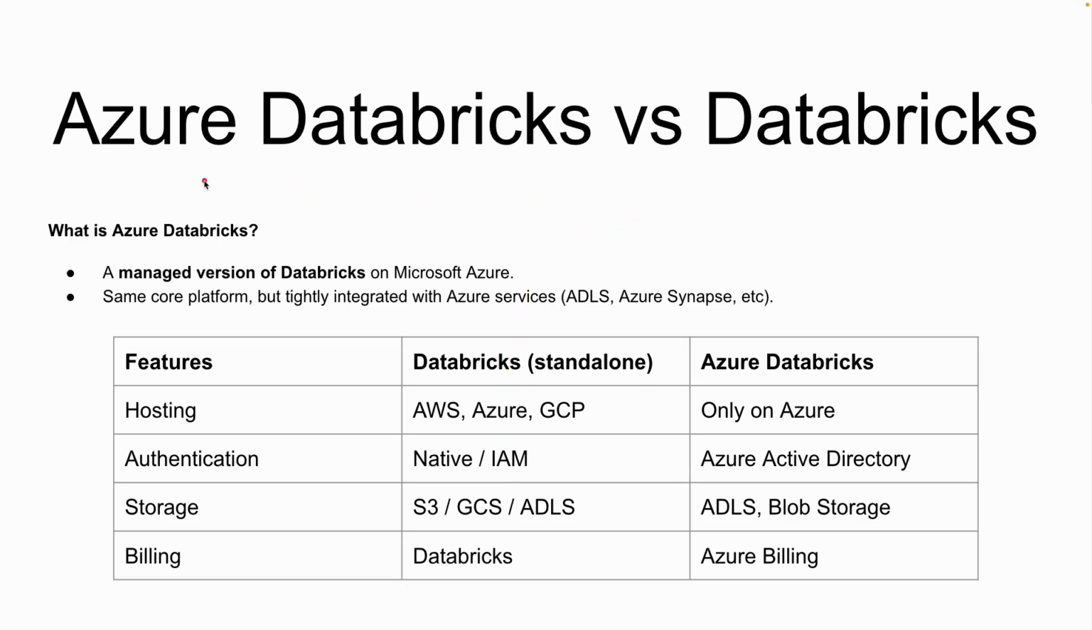Here is a brief, very high-level distinction between Azure Databricks versus Databricks. I don't work on Azure, so it is just a very high-level difference. Azure Databricks is basically a managed version of Databricks on Microsoft Azure, the same core platform but tightly integrated with Azure services. In case you are wondering about features: for hosting, standalone Databricks can run on any cloud platform, but Azure Databricks only on Azure. Authentication is native or IAM, here Azure Active Directory. Storage could be from any cloud platform, but here it is specific to Azure, and the same for billing.